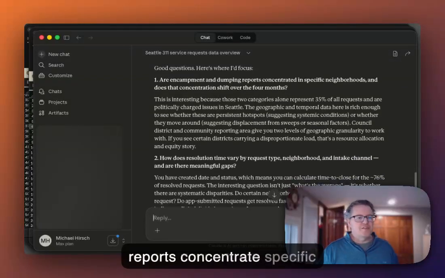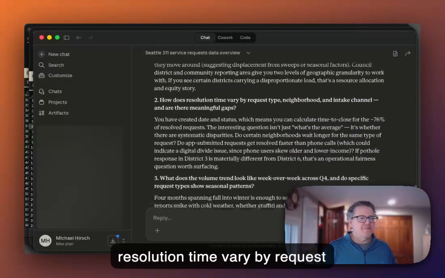Are encampment and dumping reports concentrated in specific neighborhoods? How does resolution time vary by request type? Okay, great.